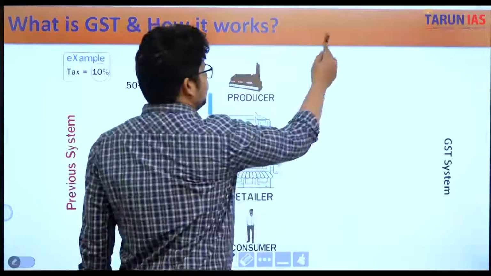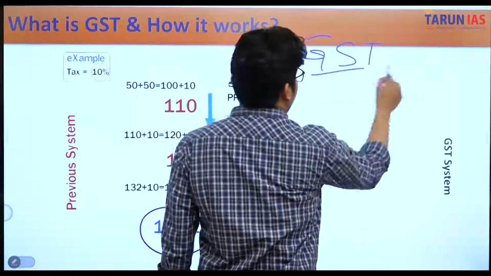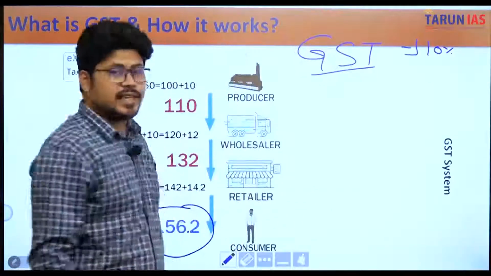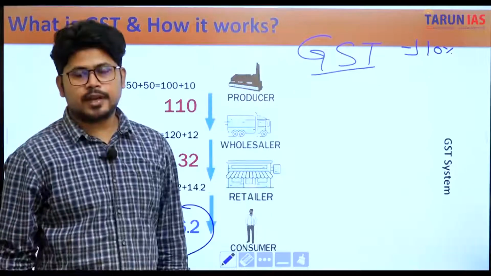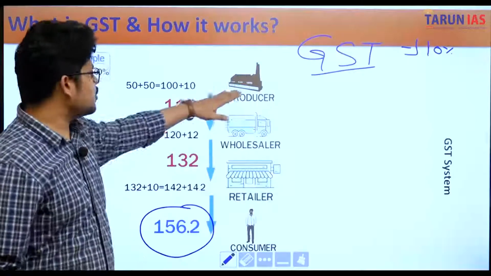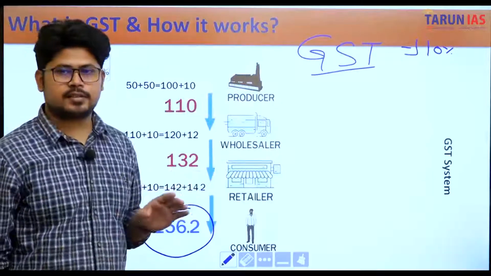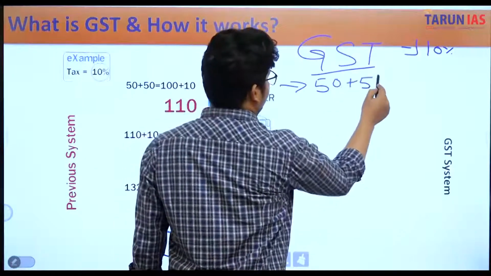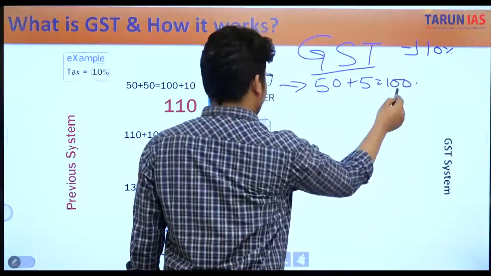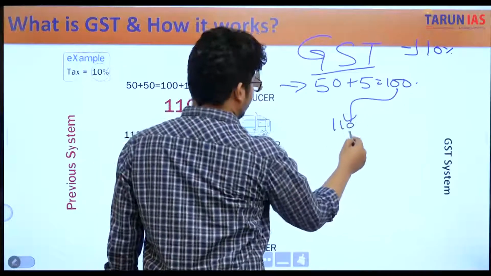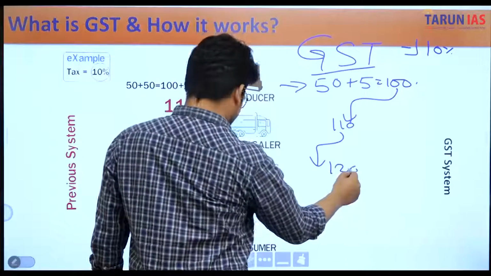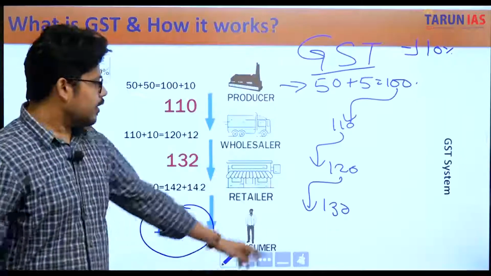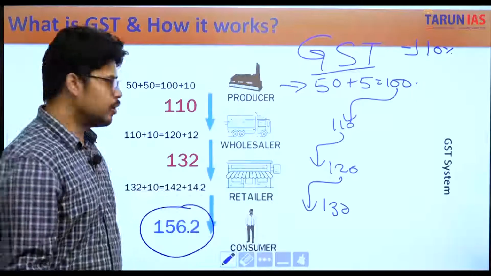However, GST works in a different fashion. If we consider GST at 10%, GST is a destination based tax. It is not a stepwise tax, it is a destination based tax. So again, if 50 plus 50 is equal to 100, it will not be taxed here. Again this 110, again 120, and then here 130.